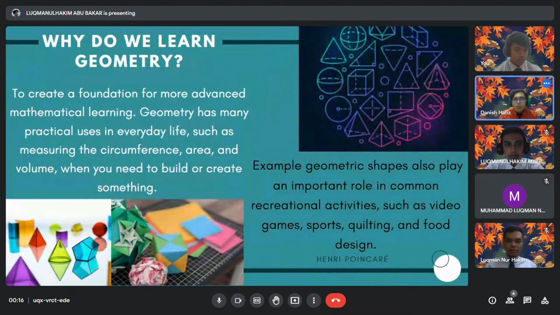So why do we learn geometry? To create a foundation for more advanced mathematical learning. Geometry has many practical uses in everyday life, such as measuring the circumference, area, and volume when you need to build or create something. Geometric shapes also play an important role in common recreational activities such as video games, sport, quilting, and food designs.